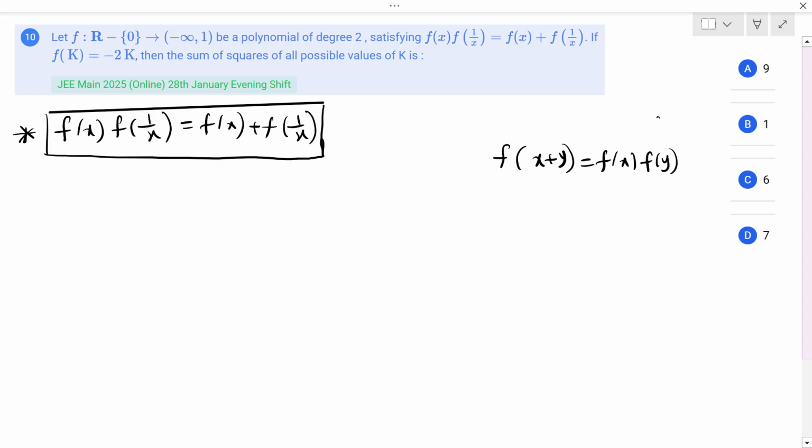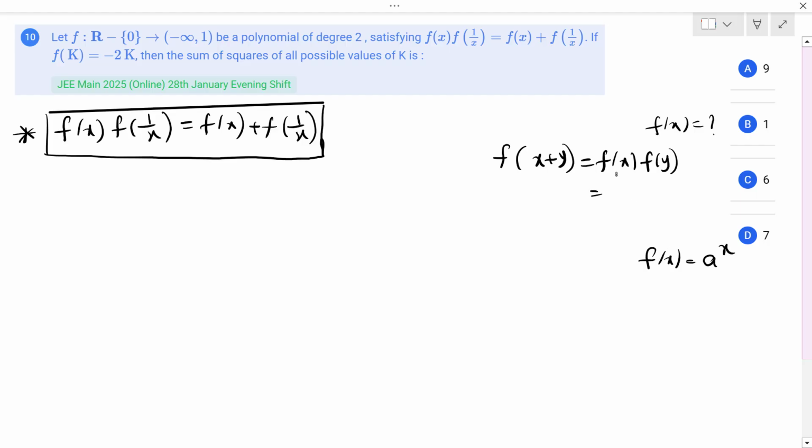Can you find what is f of x? Acha. Now try to take a guess. So e power x into e power y is equal to e power x plus y, which is technically a power m into a power n is equal to a power m plus n. I got an idea. So what if I have f of x is equal to a power m? That is indirectly, what if I have f of x is equal to a power x?